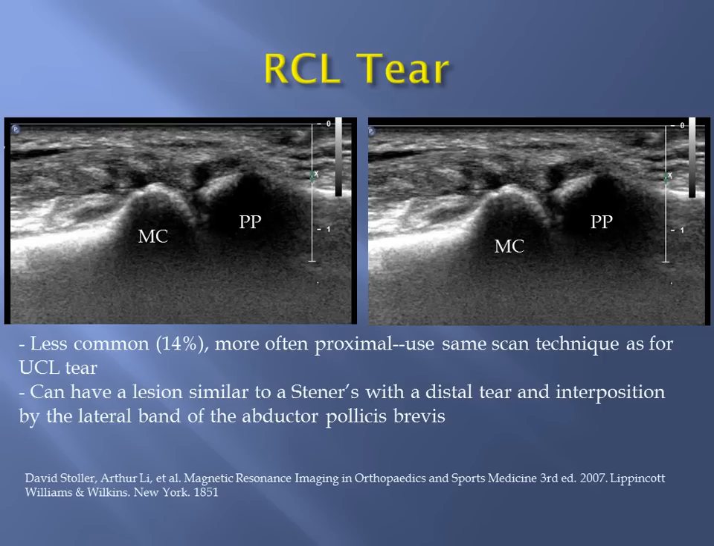Radial collateral ligament tears are less common than ulnar collateral ligament tears. You utilize the same scan technique, and you can have a lesion similar to a Stener's with a radial collateral ligament tear if the tear is distal and there's interposition of the lateral band of the abductor pollicis brevis. So here we have the proximal portion of the radial collateral ligament thickened and proximally retracted with a hypoechoic cleft, and then you see a little stump of the ligament at the base of the proximal phalanx.